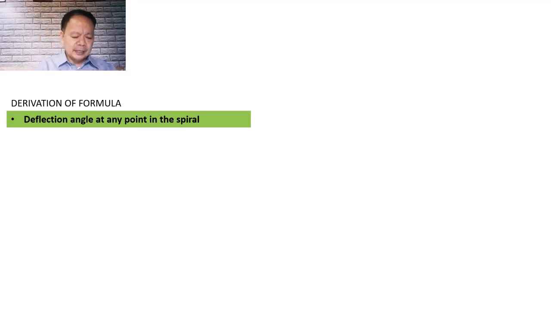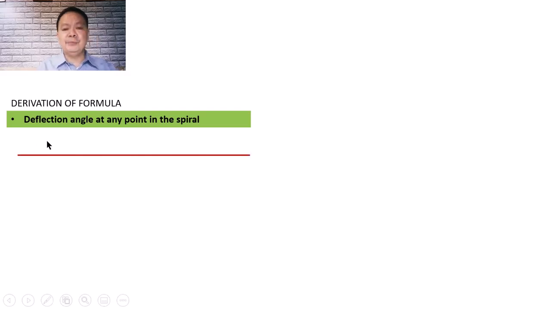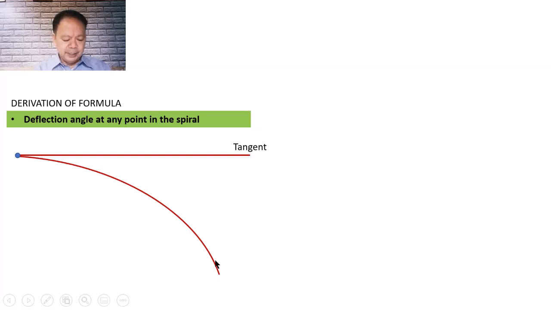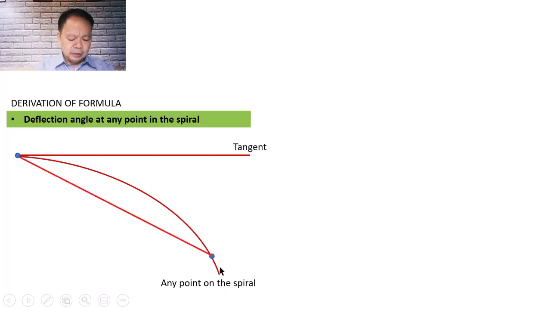Kaya kung ipapakita natin yung tangent distance, assuming natin na ito yung ating tangent distance, at meron tayo ditong TS. At mula sa TS ay nag-drawing tayo ng spiral. Sabihin natin that ito yung kanyang any point on the spiral. So let us call that any point on the spiral. Then, yung sinasabi natin na deflection angle shall be the angle that this line, that will be joining the any point, will be making with respect to this tangent. Ito yung ating tinatawag na I.